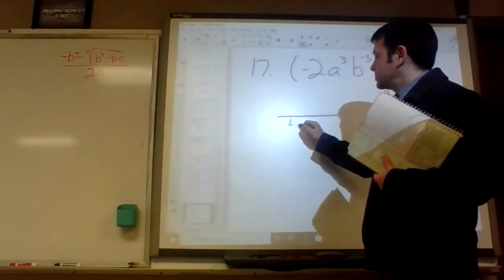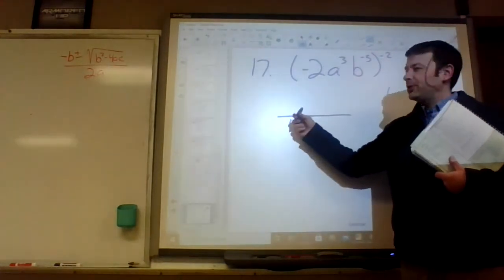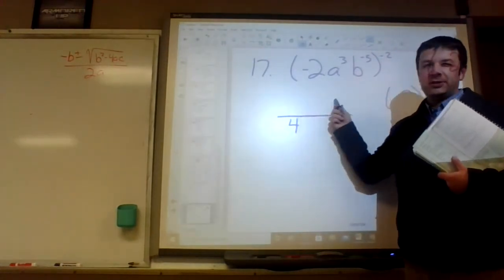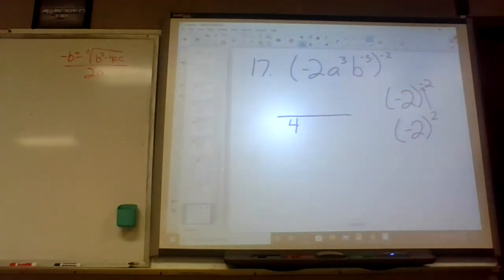So I'm just gonna put a 4 on the bottom. You could put a 1 on top, but it's probably gonna disappear because there's probably gonna be some other stuff on top.